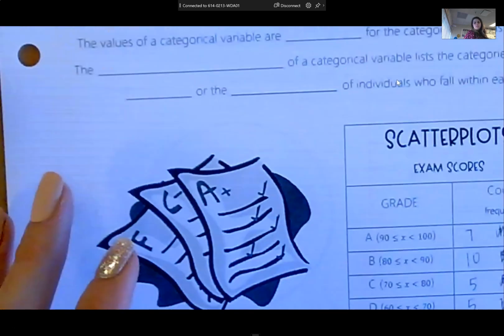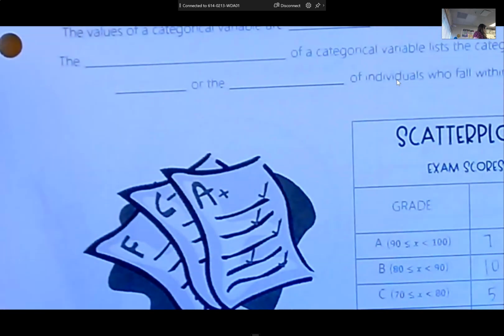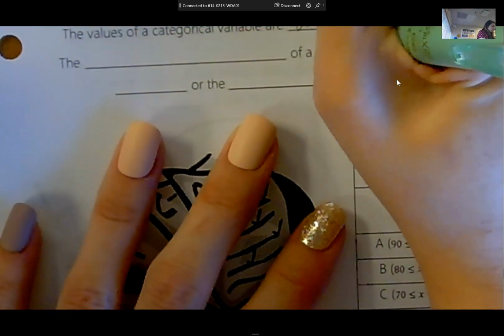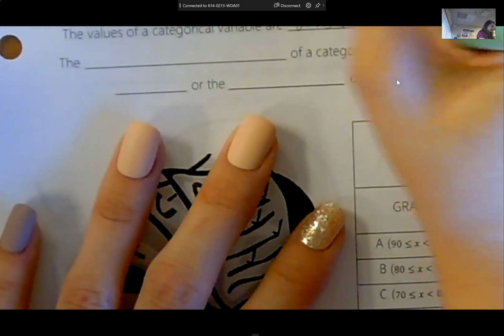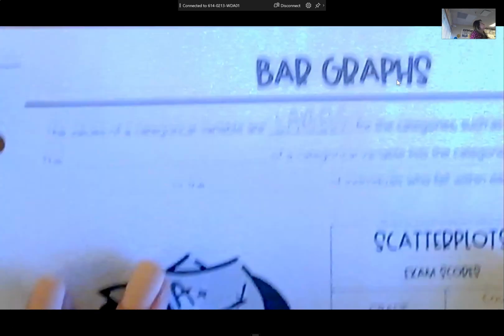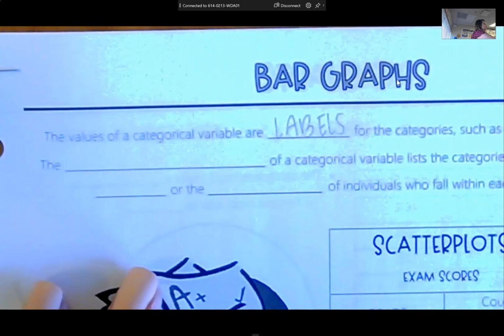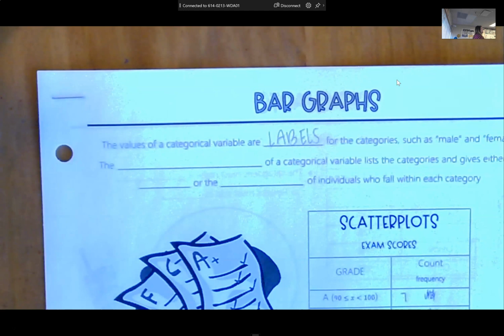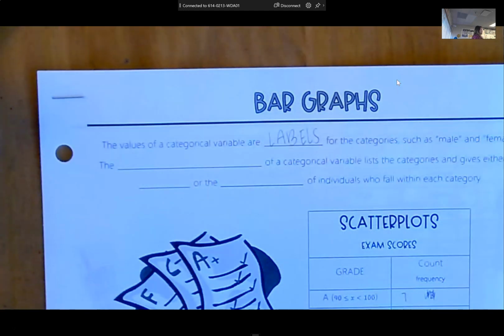Okay, so the values of a categorical variable are labels for the categories. So our labels in this case are A, B, C, D. So it's saying the value of your variable, our labels are words such as male, female, A, B, C, D, blue, green, yellow, purple.